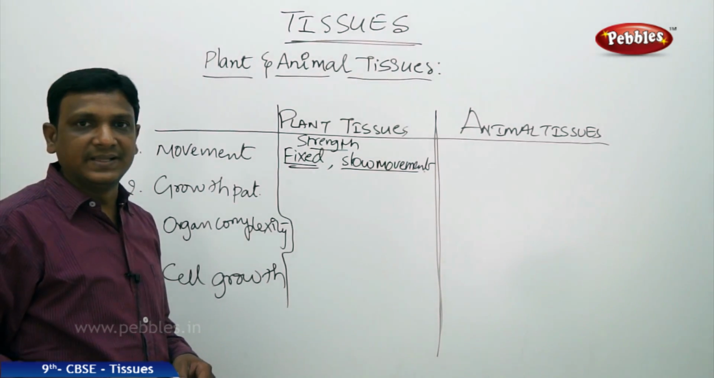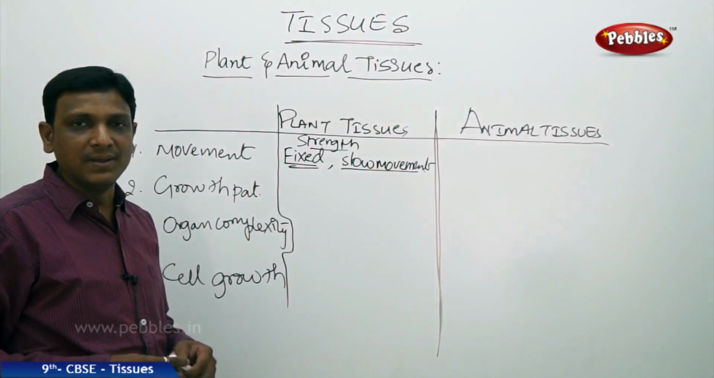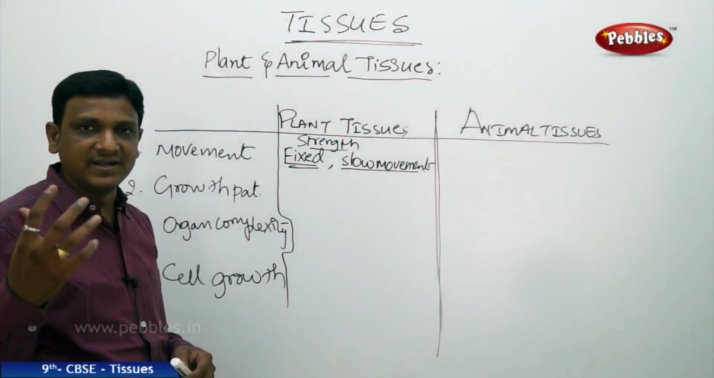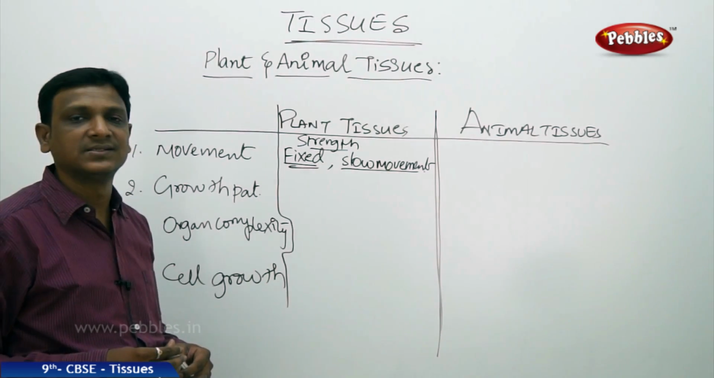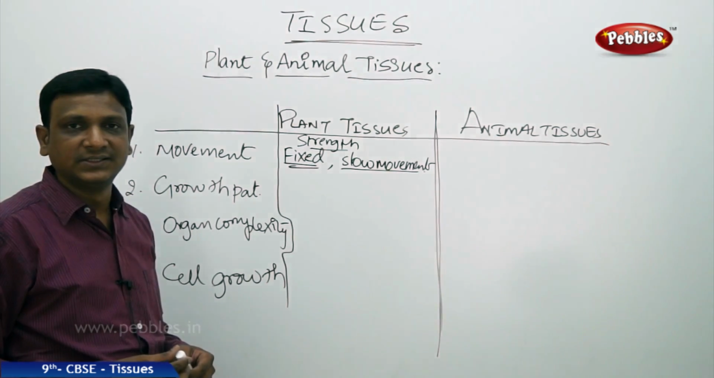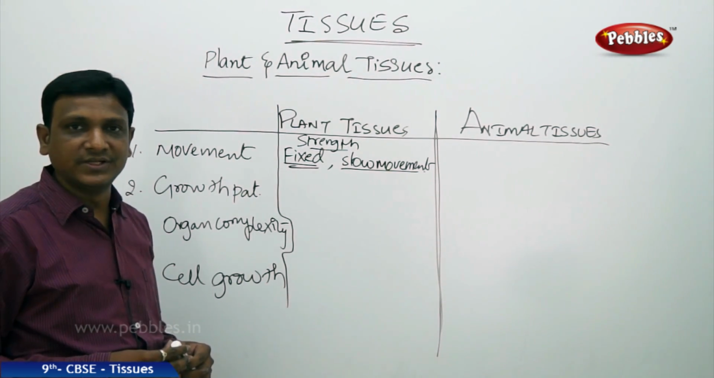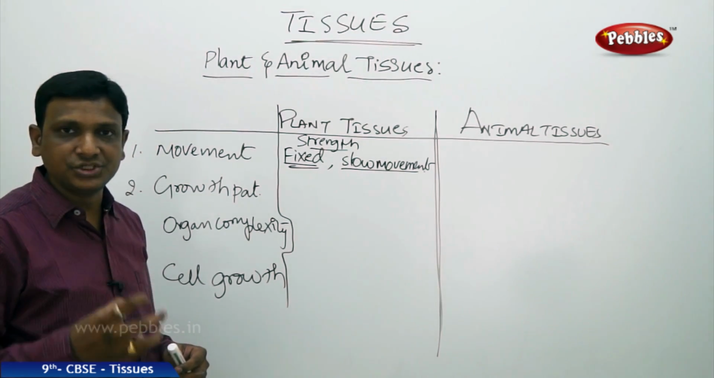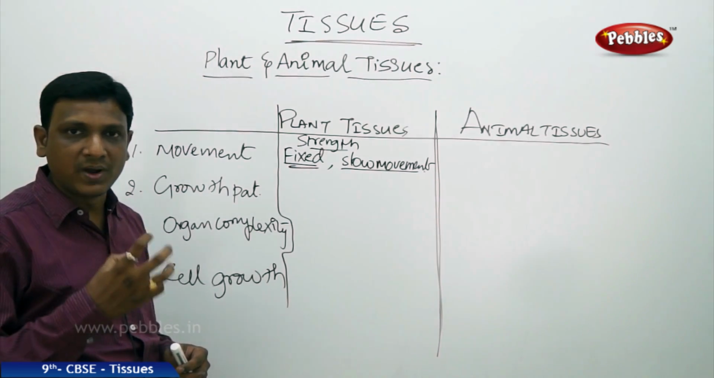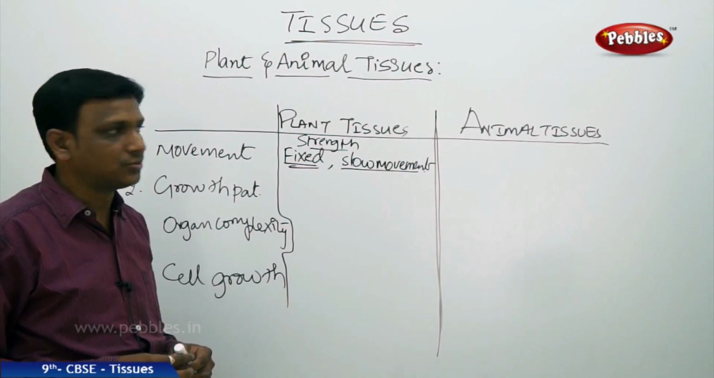That means they have to stand stable against the wind, against the rain, because they don't have any shelter like animals. They cannot go for a shelter when there is a very heavy storm. So they should withstand on their own. Their bodies must have strength. So their tissues are such that they provide a lot of mechanical strength to the plant.